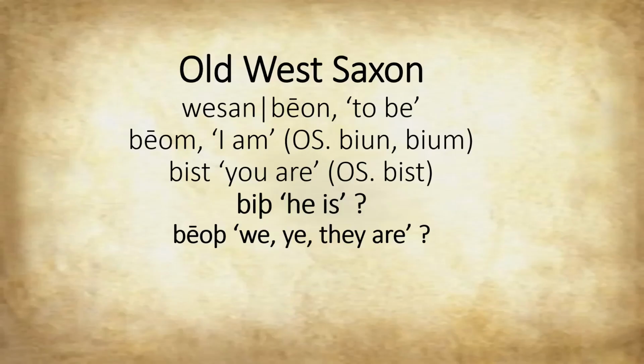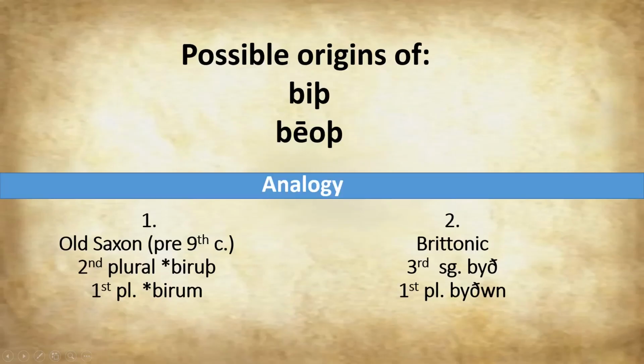But moving on. So we have our beom, meaning I am. We got bist, you are, and bist is identical to bist in Old Saxon. We have bith and we have beoth, the he is and the we, ye, they are. Where do these two conjugations come from? Well, I have two ideas. Let's get right to it. So here we have bith and beoth. What are their origins? Well, I have two theories, two ideas of how these words possibly have come about.